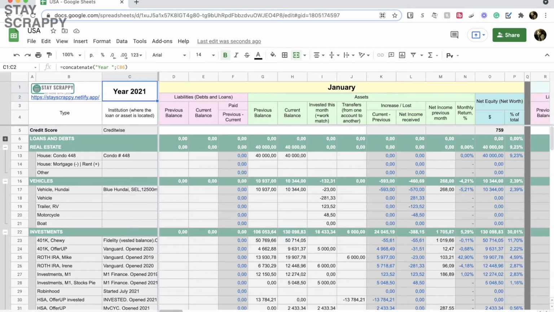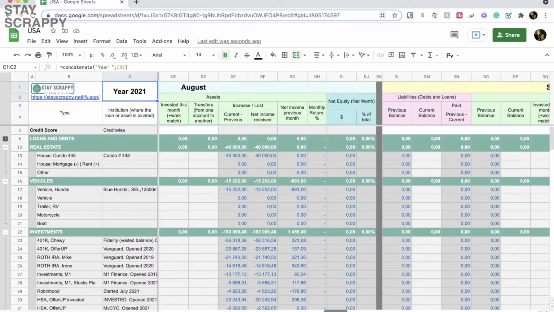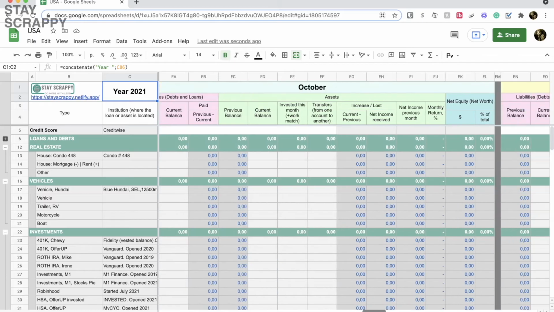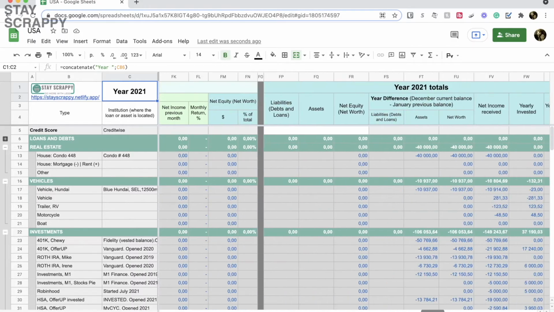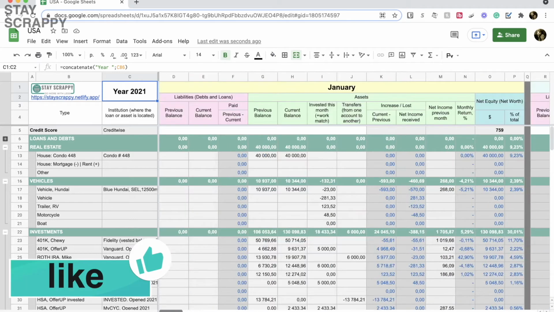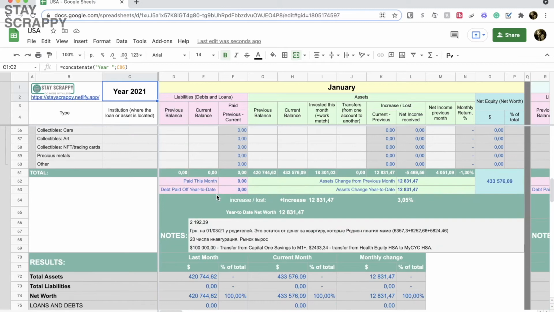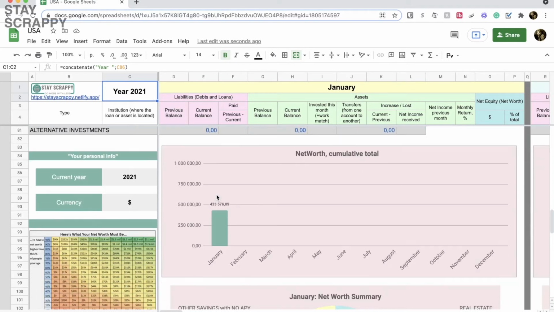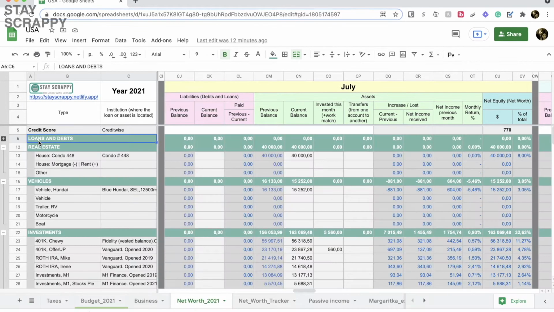I created my own spreadsheet where I listed all the debts we have and all our assets. This spreadsheet has several categories like loans, real estate, investments, accounts with APY and accounts with no APY. Once a month, my husband and I sit down together, check all our accounts and write down into the spreadsheet how much money we have in each account, or how much our car costs today and how much debt we have.